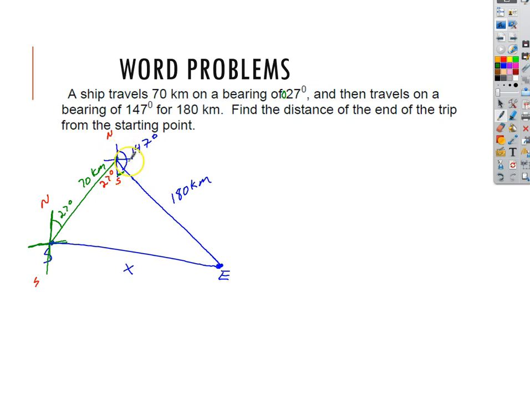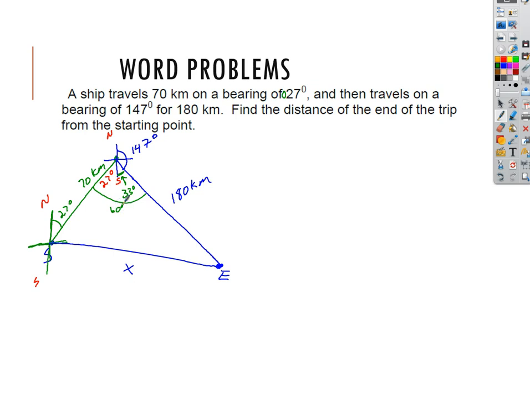Well, I know this is 147 degrees. I know a whole thing is 180 degrees. So that means that this angle right here is 33 degrees. So I have 33 degrees and 27 degrees. That means that this whole piece right here is 60 degrees.